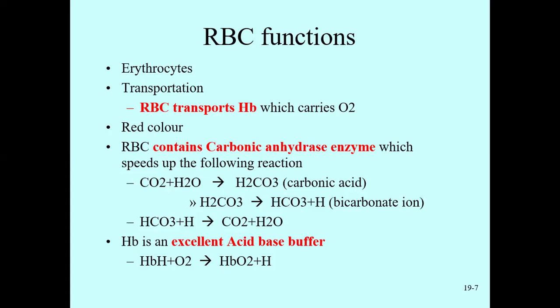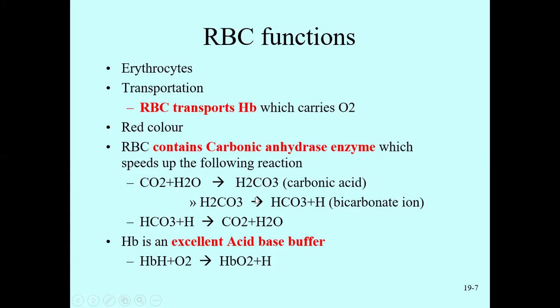RBC contain the carbonic anhydrase enzyme, which speeds up the reaction of water and carbon dioxide, which results in carbonic acid. But it is a very weak compound, and very soon after its formation, it dissociates into the bicarbonate ion, HCO3, and hydrogen ion. Later on, at the lung side, the HCO3 meets up again with the hydrogen ion, and the bicarbonate ion is converted into carbon dioxide and H2O. This reaction is basically one of the transport methods of carbon dioxide from the cell towards the lungs.